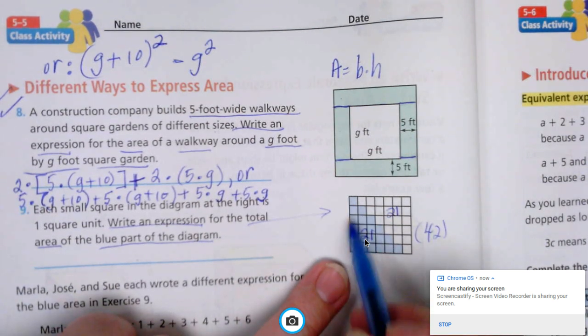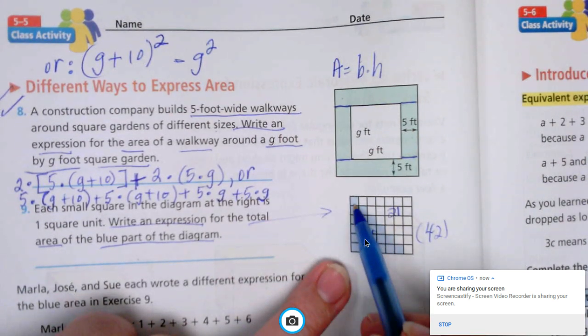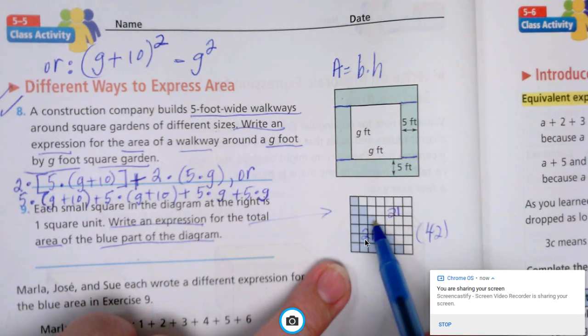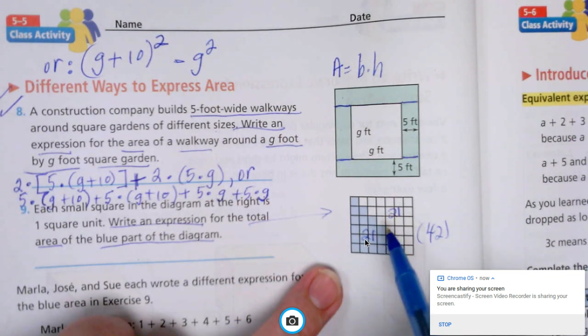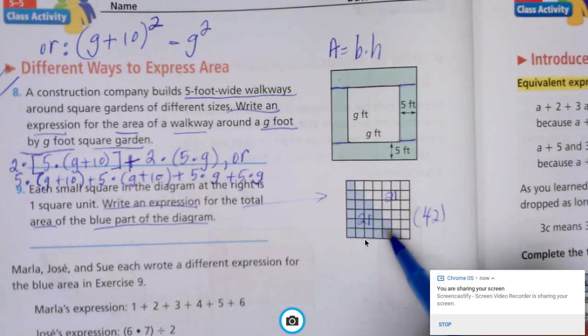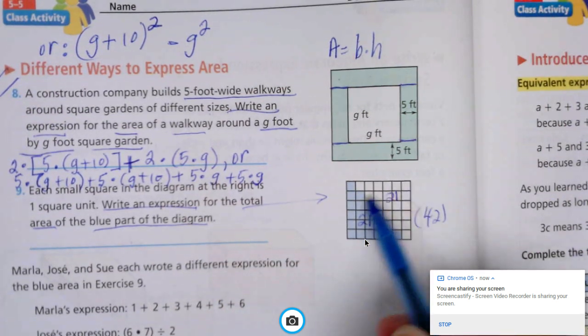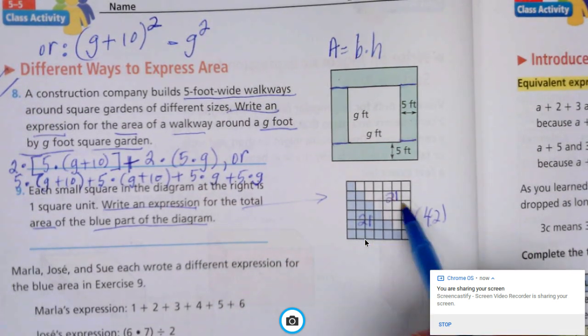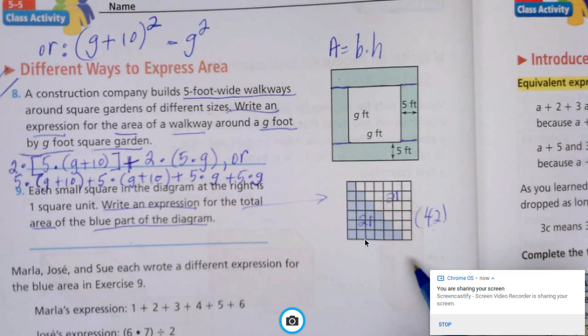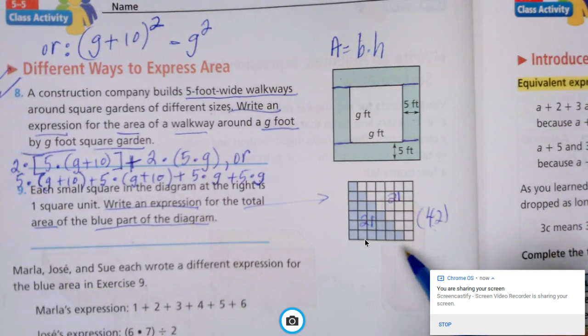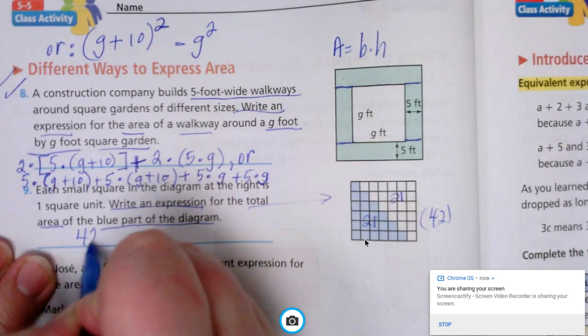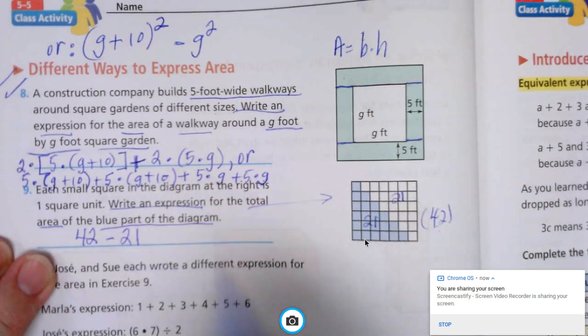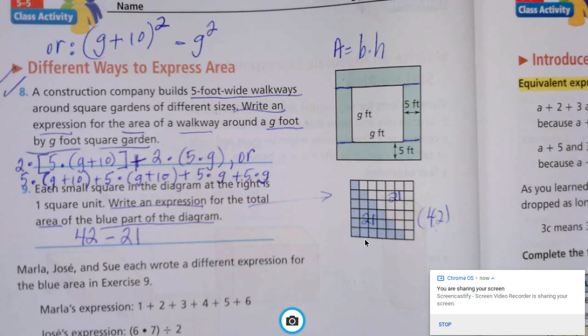So how do I express this in a creative way? Well, I could say 1 plus 2 more plus 3 more plus 4 plus 5 plus 6. I could do that. Or I could combine it and then show that this was taken away from this. However you want to do it, I'm just going to say 42 minus 21. If it's an expression, I don't need to put the equal sign and solve it or anything.